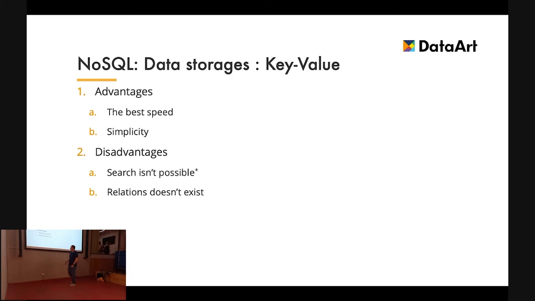What about disadvantages? You have no possibility to make a search. In this way, if you need to find some value, for example, which contains something, you need to scan all your data and process all your values. It's very long. And of course, because it is a container without any relationships, you can't organize relations between values, and you need to think about how you will organize relations.